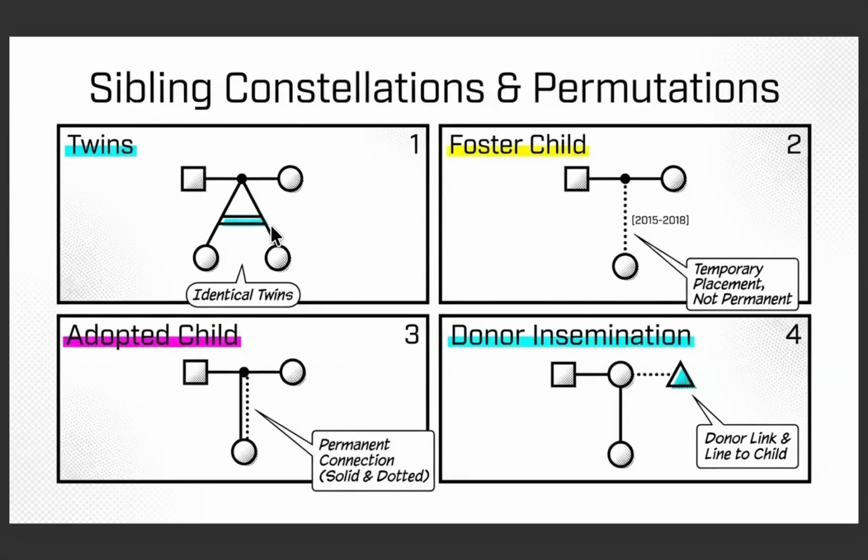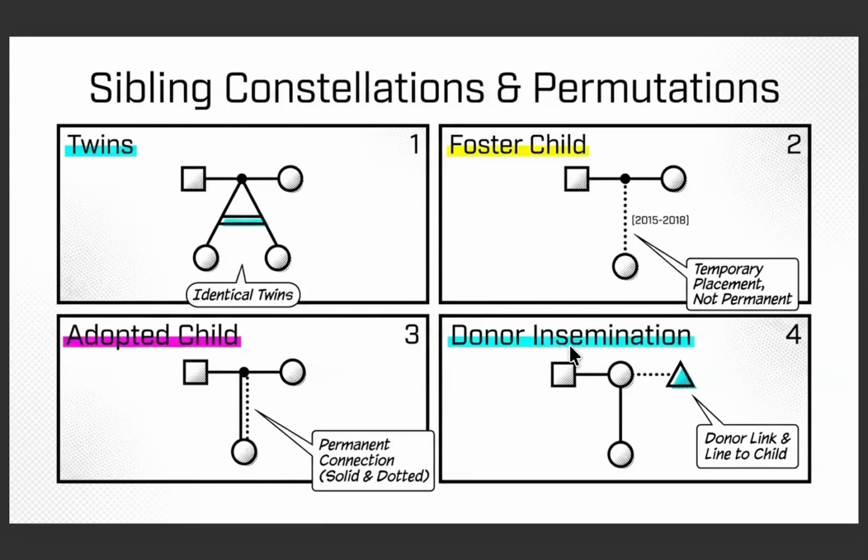They're boy-girl twins. 1, 2, foster child. Temporary placement, non-permanent, is a dotted line in between here. If there's a foster adopted child, you have a solid line and a dotted line. That means the child is adopted.